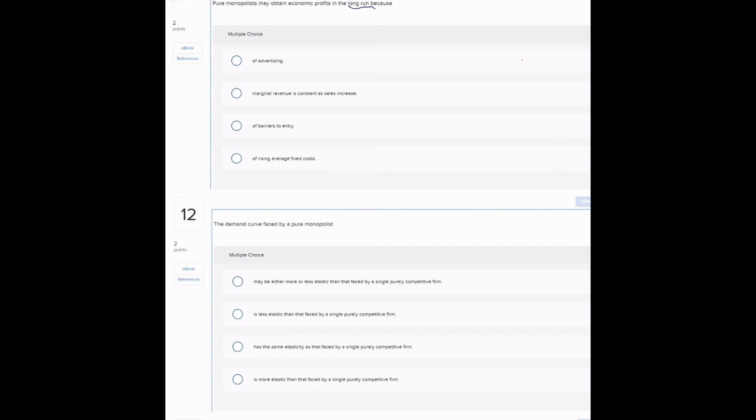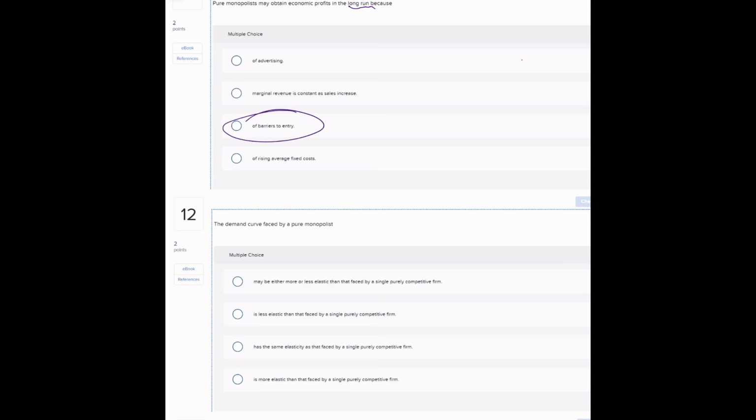For number 11, we're told that pure monopolists may obtain economic profits in the long run because, and the key here is the long run. So remember that for perfectly competitive firms, positive economic profits can't be sustained in the long run. They're only short run, because in the long run, all inputs are variable and other firms can enter into the market, which brings the market price down and brings a temporarily profitable industry into a long run equilibrium. However, the monopolist can sustain long run profits because they keep other firms out.